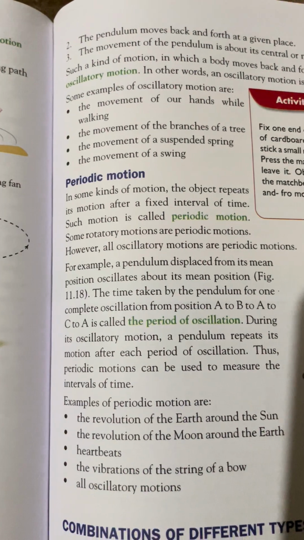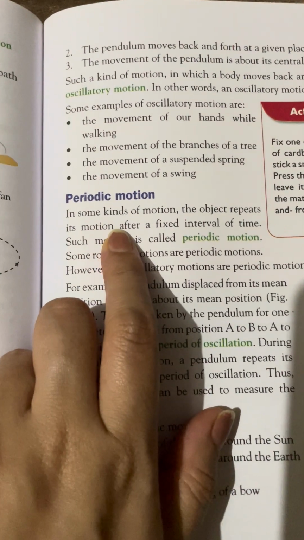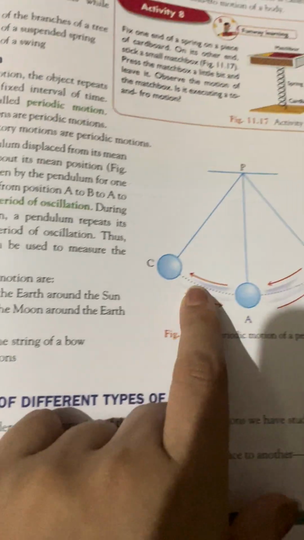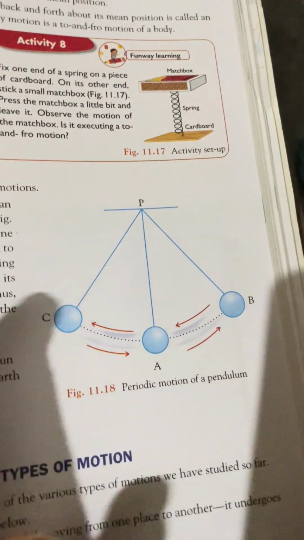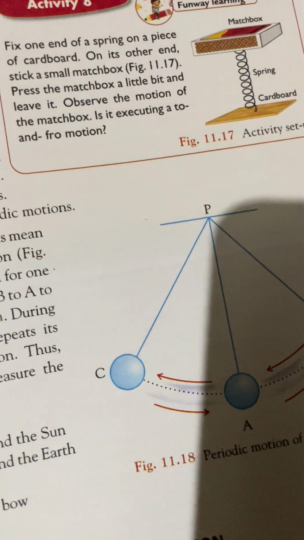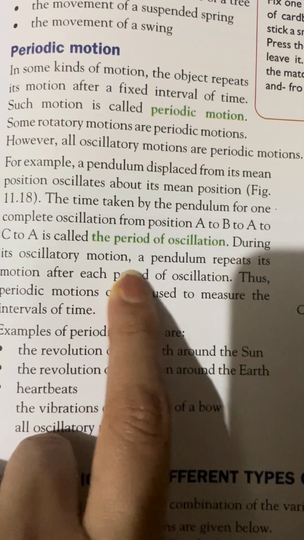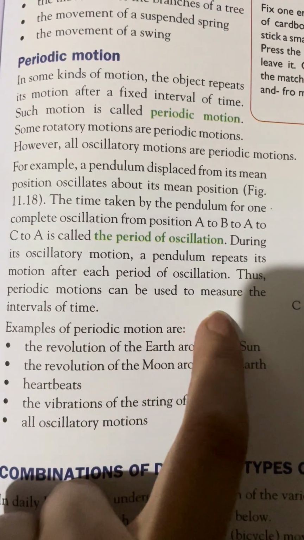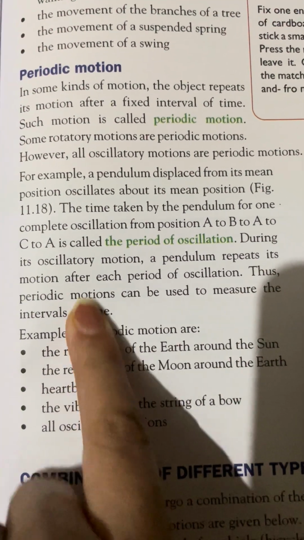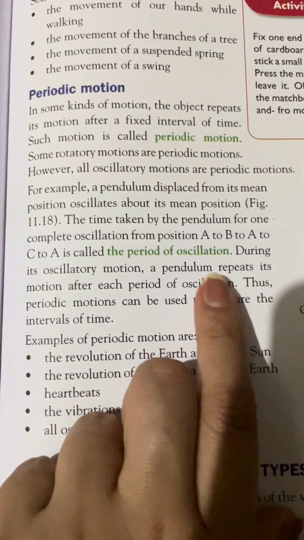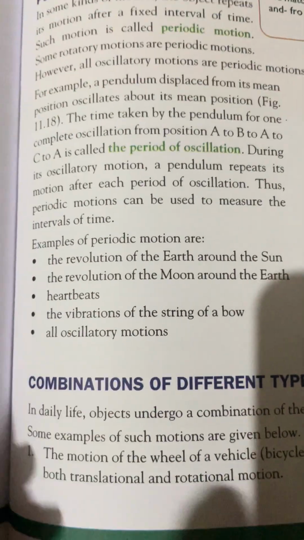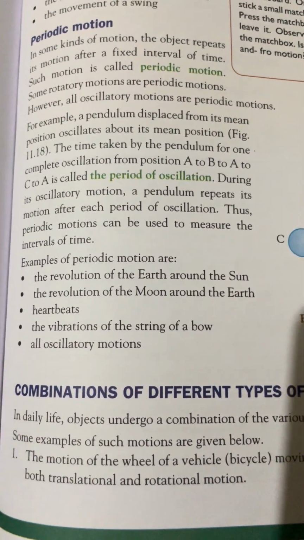Next we have the periodic motion. What is periodic motion? Here we have a fixed interval of time. Also in the case of the pendulum, the pendulum takes, say, 1 minute to complete this distance. So the time is fixed. During the oscillatory motion, the pendulum repeats its motion after each period of oscillation. Thus, periodic motion can be used to measure the time interval also. Clear? So periodic motion is when the time is fixed, like in the pendulum from A to B. There are other examples of oscillatory and periodic motion.